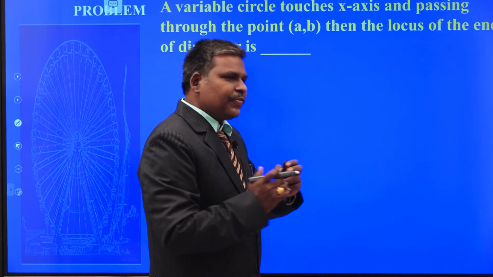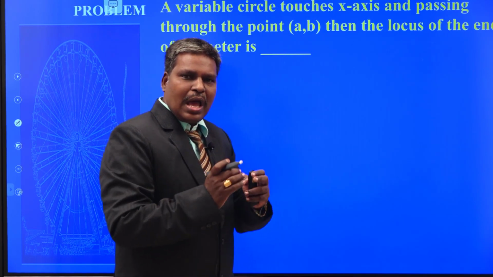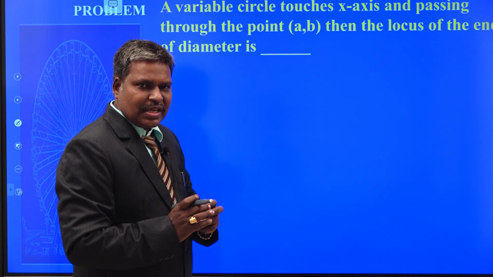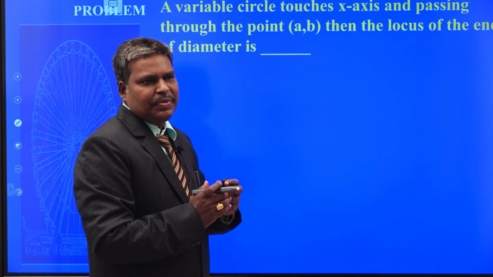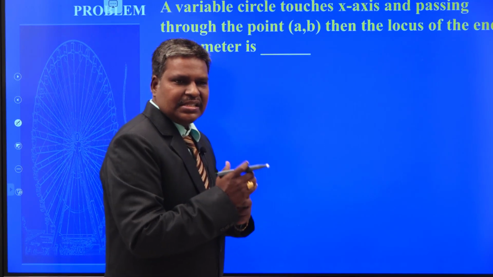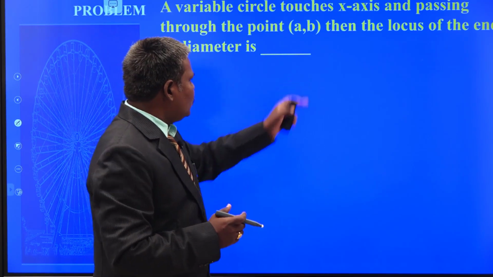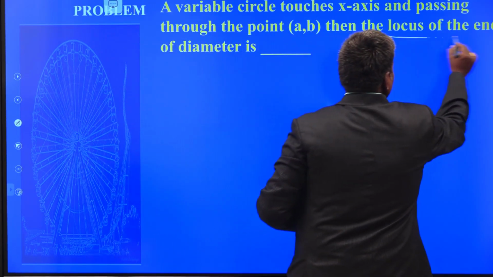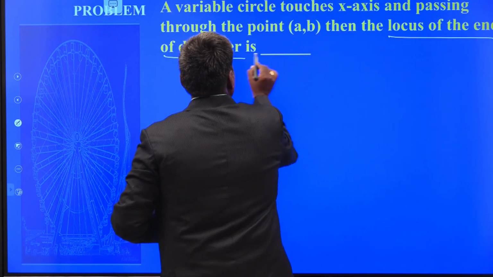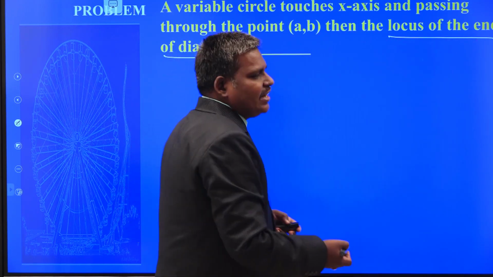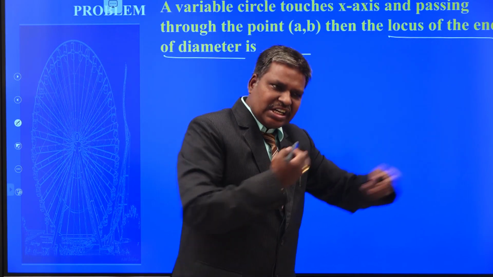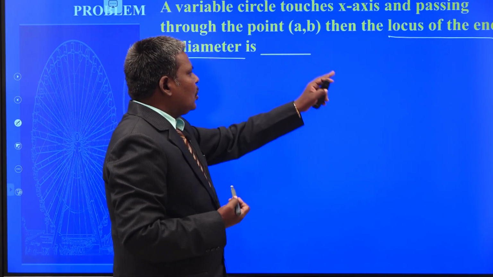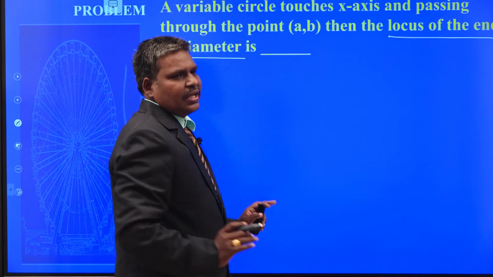So for different positions of your circle, you have different centers for the same circle. Because if the position of the circle is changed, automatically its center is changed. So you have to collect all such centers. That is, you are going to find the locus of the other end of the diameter. If the center is changed, automatically its other end will be changed. That is why you have to find the locus of the other end of the diameter.